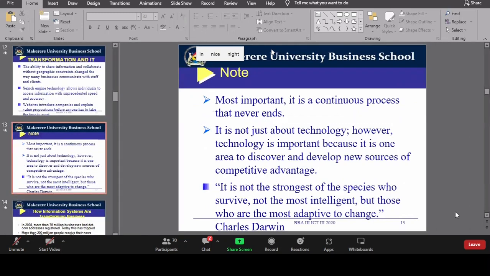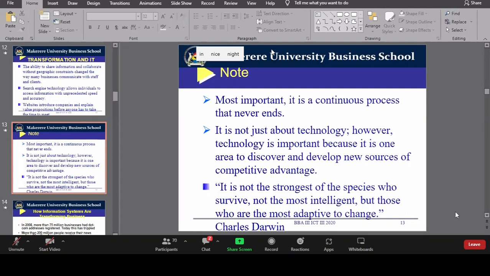Okay, most important, it is a continuous process that never ends. That is transformation. It never ends. There's what we call a transformation cycle. I don't know if I included it in here, but the cycle is cyclic: when you get to level 4, it will prompt you to go back to level 1, level 2, 3, and 4. So you keep on going in circles. So it is very continuous.